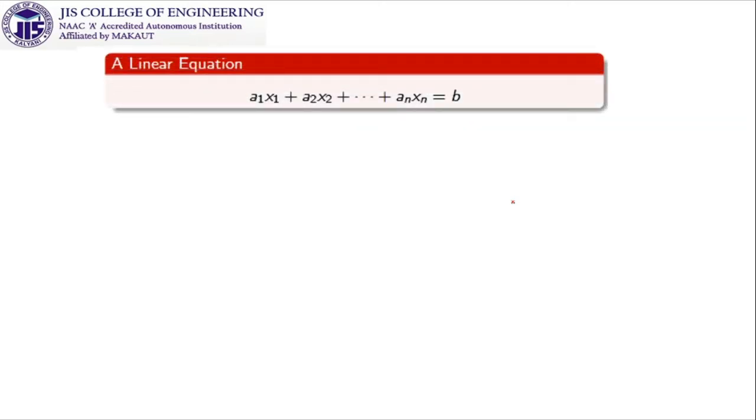So we know already that a linear equation is something like this, where a1 x1 plus a2 x2 plus dot dot dot an xn is there, and we know that this b is a constant term, and we have n number of variables over here, x1, x2 up to xn, and this a1, a2, an all are constants.